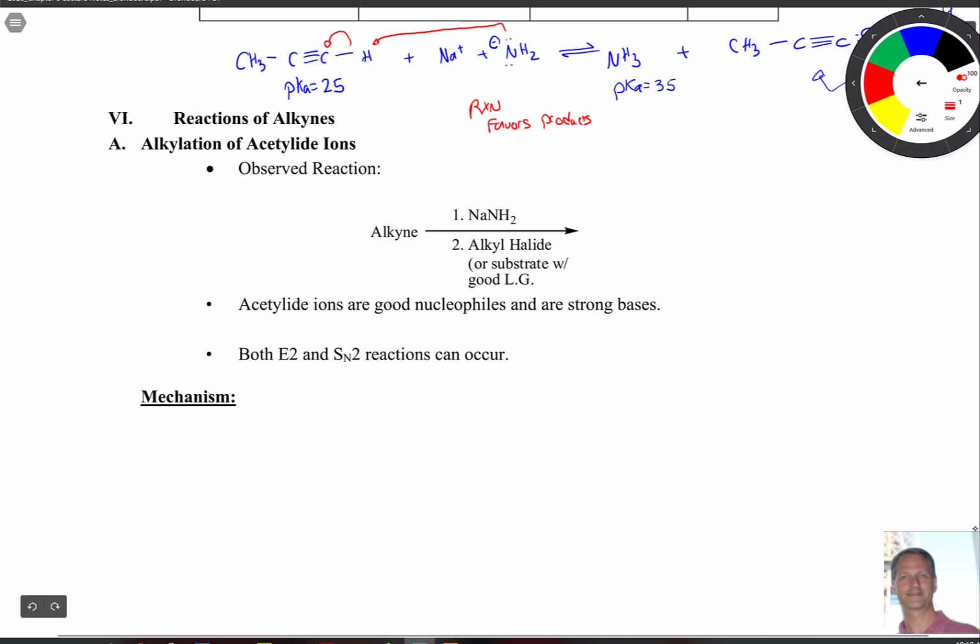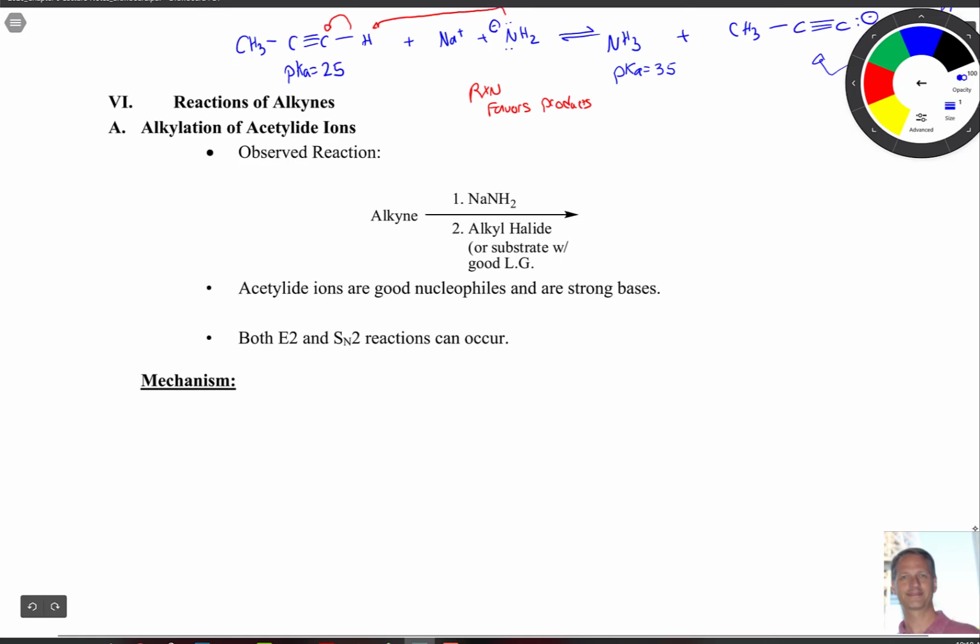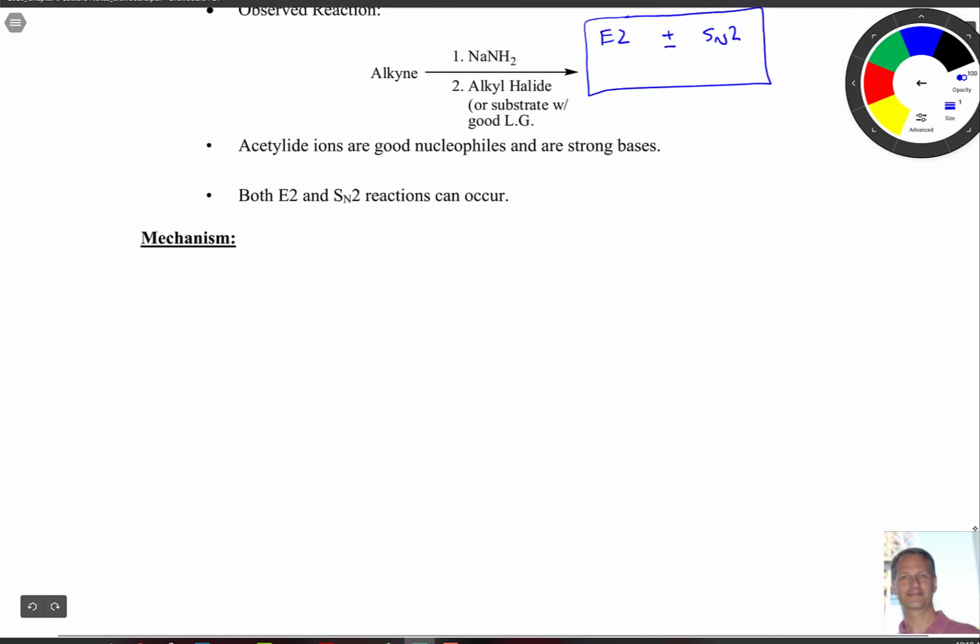So I'm just going to write here that the products of this reaction are going to be E2, plus or minus SN2 products. So, insert chapter 6 stuff in here. Let's look at the reaction. If we come down here below, let's start off with, how about CH3, C triple bond H.